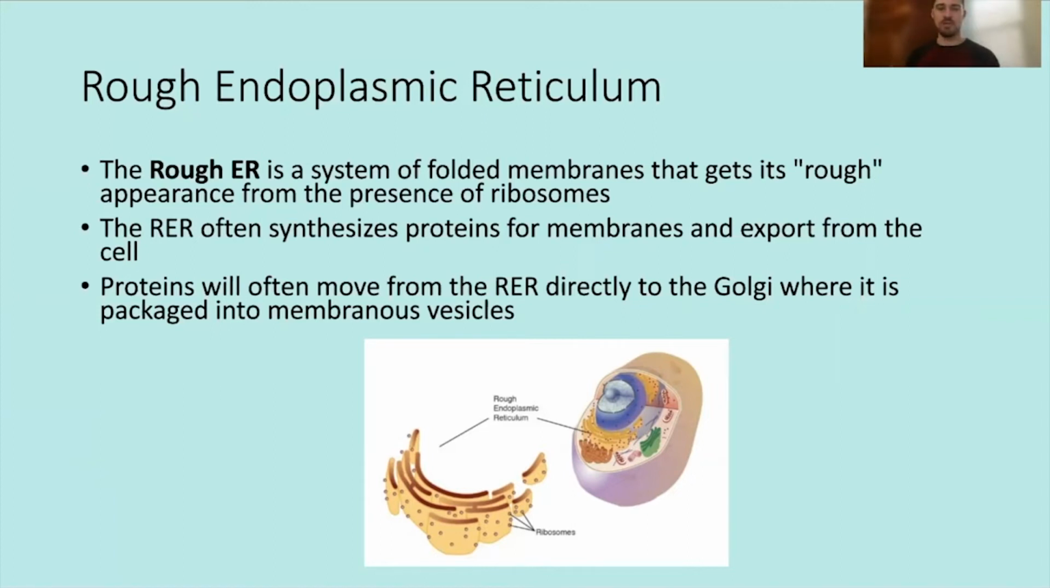So proteins will often move from the rough endoplasmic reticulum directly to the Golgi, where they are packaged into membranous vesicles. So it's sort of like a conveyor belt from the nucleus to the ER, and then it goes from the ER to the Golgi.